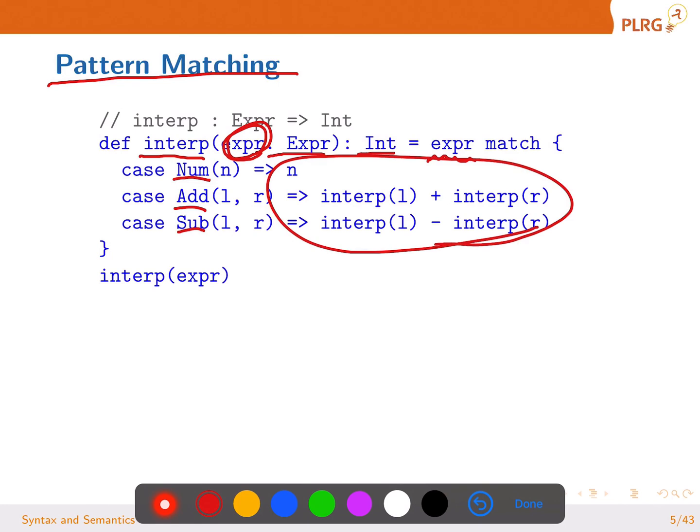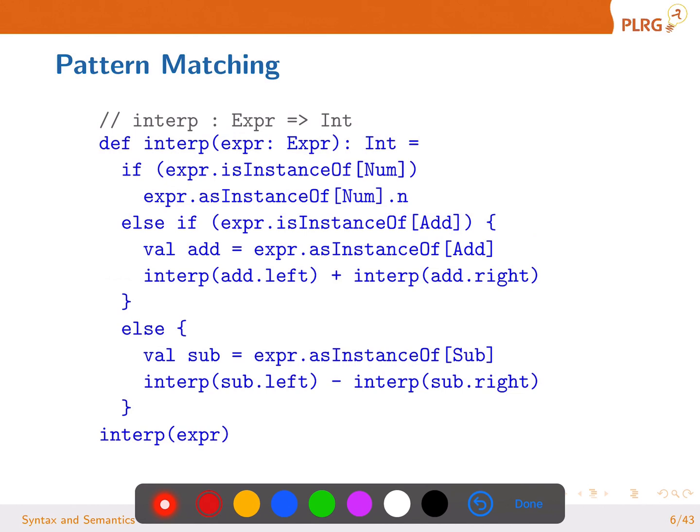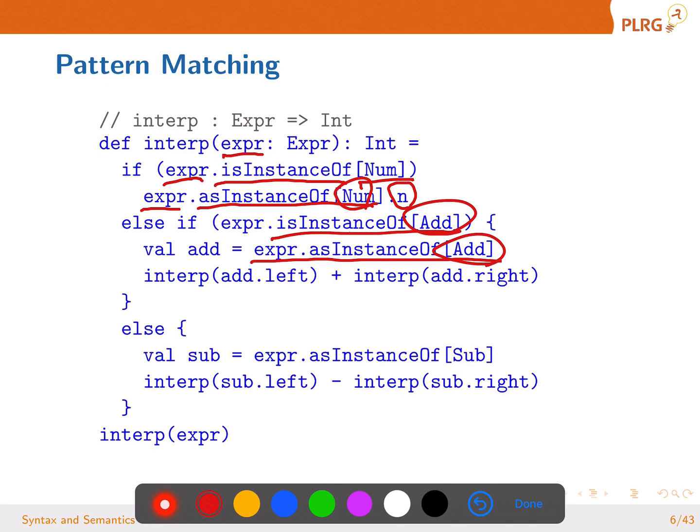So does it look like something familiar to you? Like this. It asks, hey, you expert, are you an instance of num? Oh yeah, then I'm gonna treat you as an instance of num. Then I know that num has one field of name n. Are you an instance of add? Oh yeah, then I'm gonna treat you as an instance of add, and then I'm gonna call it add. Then I know that you have two fields, left and right, of type expert, both of them, like that.